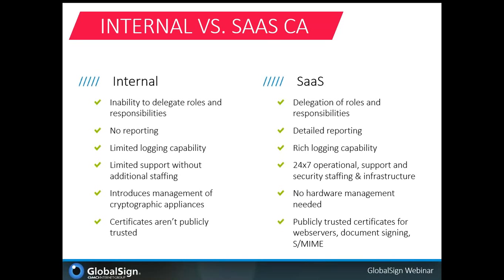No need to train or hire additional staff to manage, as we have a full, experienced 24/7 support and security infrastructure staffed and in place. This also includes management of cryptographic appliances like HSMs to store root CAs that require additional knowledge and support. Being a publicly trusted CA, we can offer certificates for externally facing web servers, document signing, as well as SMIME certificates for signing and encrypting emails.